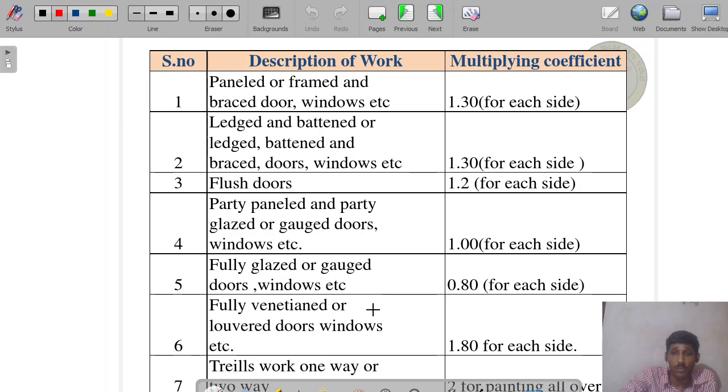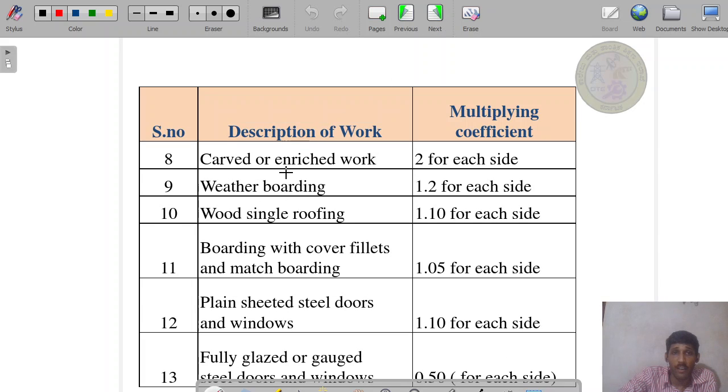One way or two way for painting all over. Trellis works. Next, carved or enriched work 2 for each side. Weather boarding 1.2 for each side. Wood shingle roofing 1.1 for each side. Boarding with cover fillets and match boarding 1.05 for each side. Plain sheeted steel doors and windows 1.1. Fully glazed or gauged steel doors and windows 0.5 for each side.